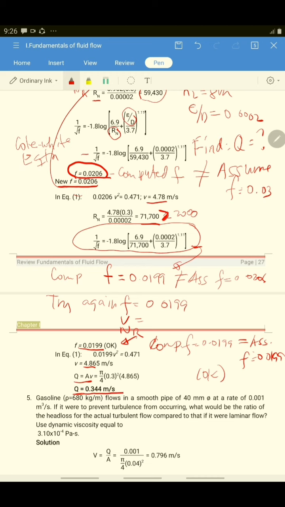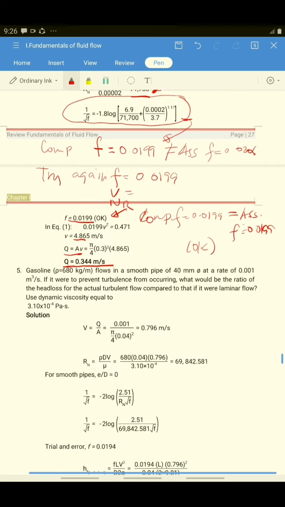I would like you to check this, okay? So please check the solution. Then follow the procedure.